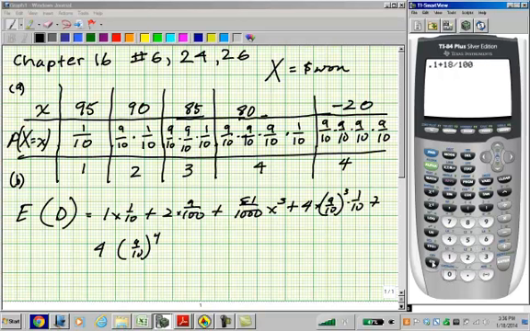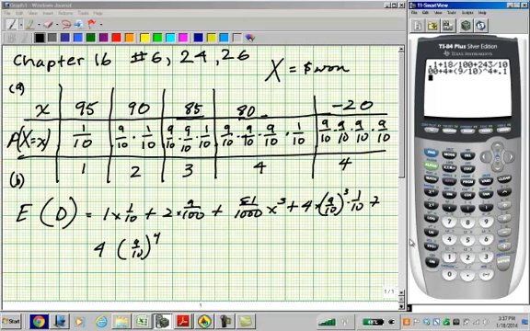Okay, plus 3 times 81 over 1,000. Well, 3 times 81 is 243, so that's 243 over 1,000. Plus 4 times, this I can't do in my head, 9/10 to the fourth, times 1/10, or 0.1. All right, let's double check.